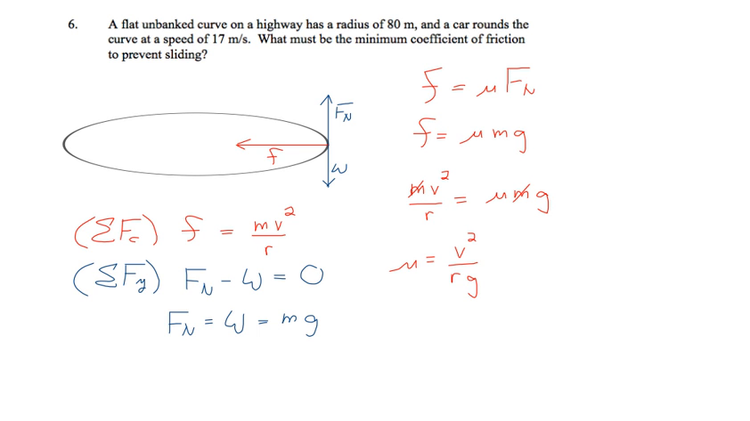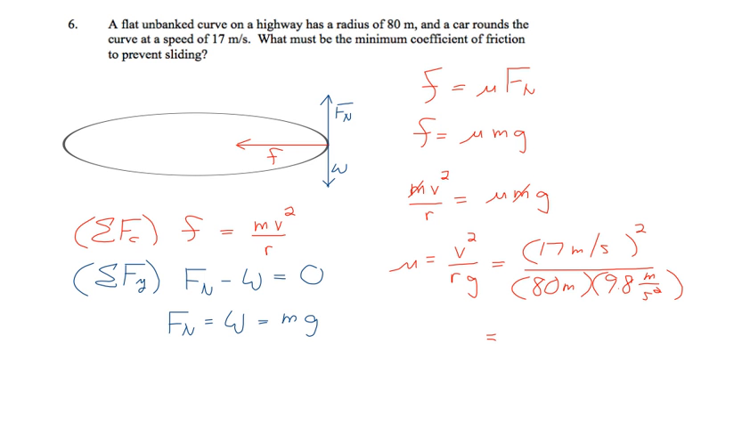It doesn't matter what order. The good thing about this problem is they gave me the v, so I don't have to convert. A lot of these problems don't tell you what the v is. They give you the angular velocity, and you'd have to do a conversion. But this one is nice and convenient. I'm going to have v squared over rg. For the v, I'm going to put in 17 meters per second. For the r, 80 meters. And for g, 9.8 meters per second squared.